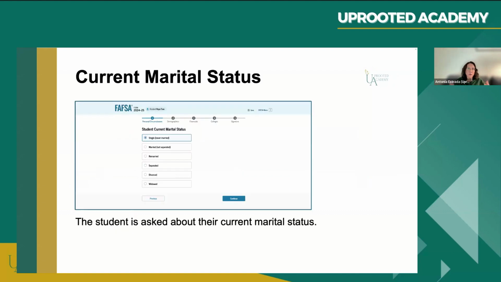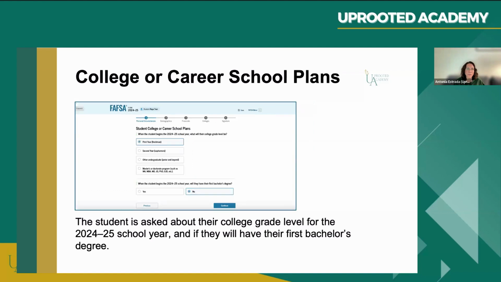So I think maybe this is the first question, but again, we're going to only look at selected questions, not all the questions. So the student is asked about their current marital status. So note that if a student is married, they're considered independent. So they would not be dependent. But again, we're assuming we're a dependent student. And so we would select the single never married option. But of course, if a student is married, they would select married and they would be considered independent.